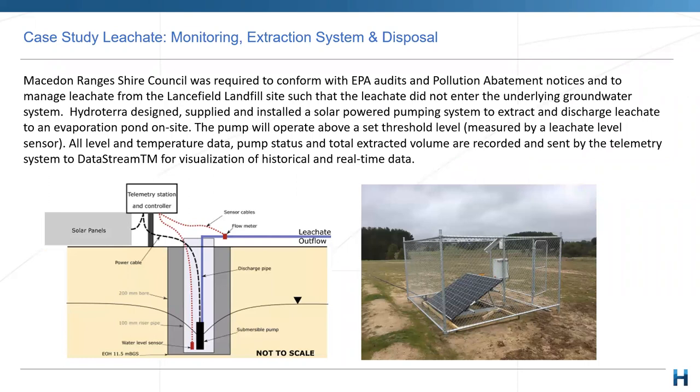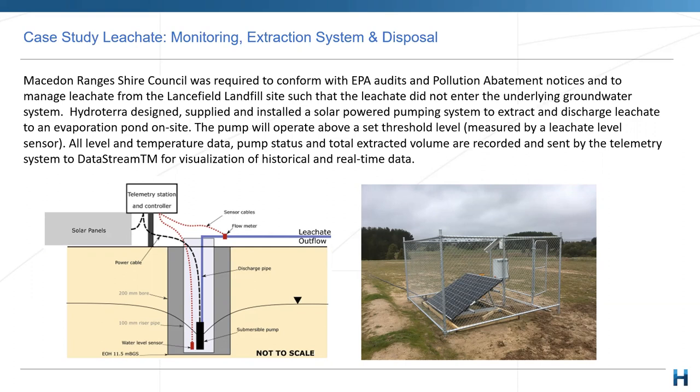So that's what we set up back in 2019 for Macedon Ranges Shire Council, and it's a landfill. It's actually a golf course, a mini golf course now. It's a closed landfill, and they've got no power. But they got an EPA notice. They need to manage the landfill, and it was actually in the newspaper a few years ago.